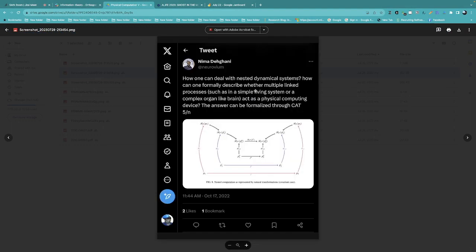How can one deal with nested dynamical systems? How can one formally describe whether multiple linked processes, such as in a simple living system or a complex organ like the brain, act as a physical computing device? And so the answer can be formalized through category theory, or what he says CAT, which is this specific type of category theory. So, you can deal with a lot of physical systems or nested dynamical systems, and you have these processes that are linked together.